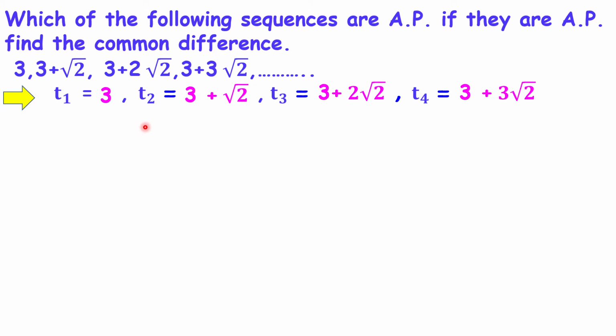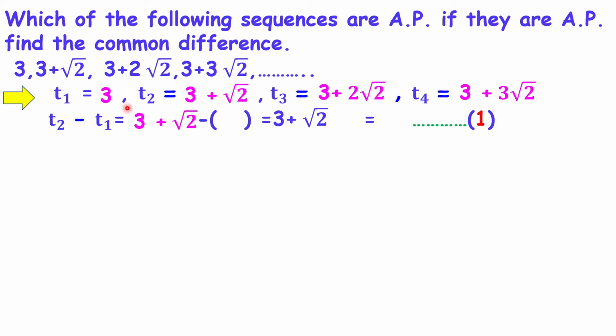Then to find the difference between consecutive terms, we have to find t2 minus t1. t2 is 3 plus root 2, minus, in bracket, t1 which is 3. Therefore 3 plus root 2 as it is, and plus into minus becomes minus 3. Plus 3 and minus 3 are cancelled out. Then what will be remaining? Here root 2 is remaining. Therefore t2 minus t1 is equal to root 2.